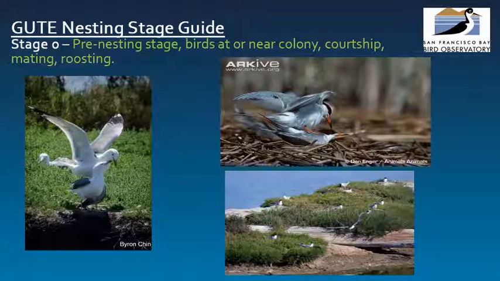In addition to identifying species, you will also have to identify different stages of breeding. There are several behaviors and characteristics to look out for when you're in the field. At stage 0, the birds will be at a pre-nesting stage. You will see birds at or near the colony using displays of courtship rituals to attract a mate, such as dancing, building nests, mating, or roosting. For all stage 0 nests, count the number of adults you see in the pre-nesting stage.